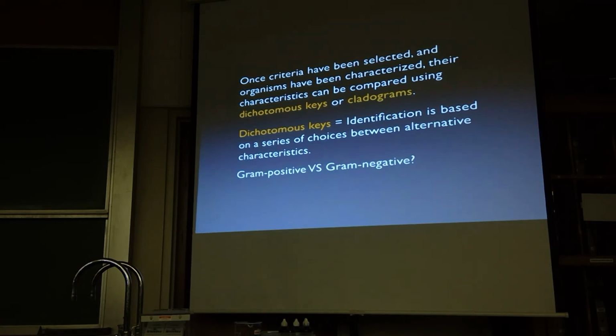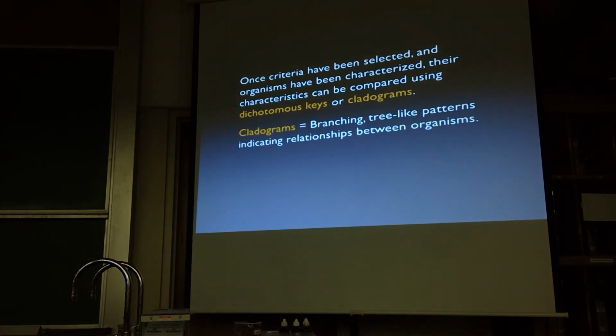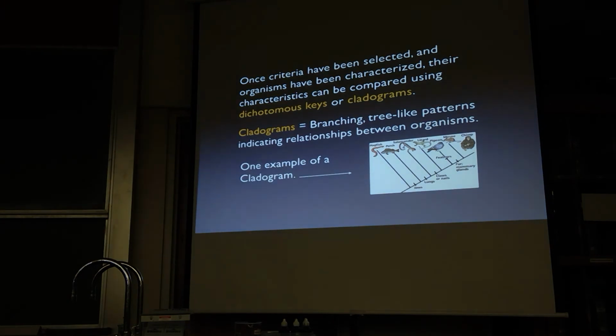Is it gram-positive versus gram-negative? Is it cocci versus bacilli? Is it single cells or clusters, et cetera, et cetera. Cladograms are these branching tree-like patterns that show relationships between organisms. We won't necessarily be looking at a lot of those, but that's an example. That's a really simple cladogram.